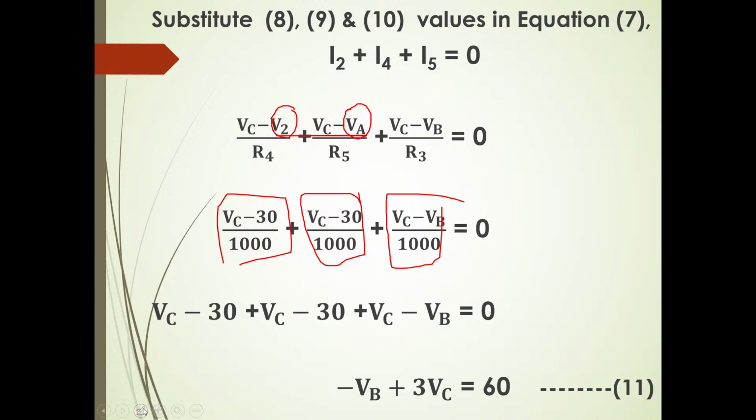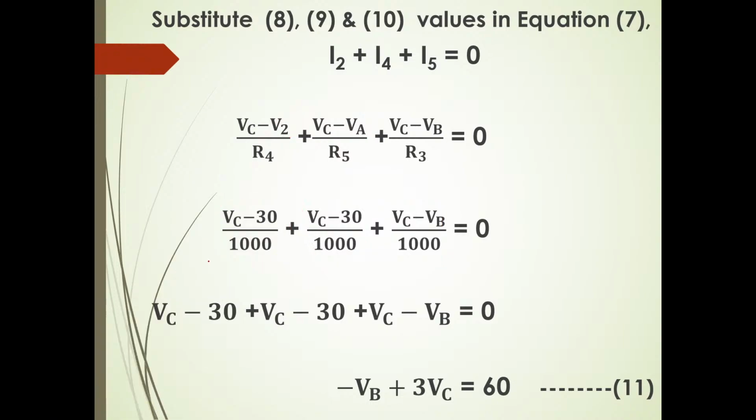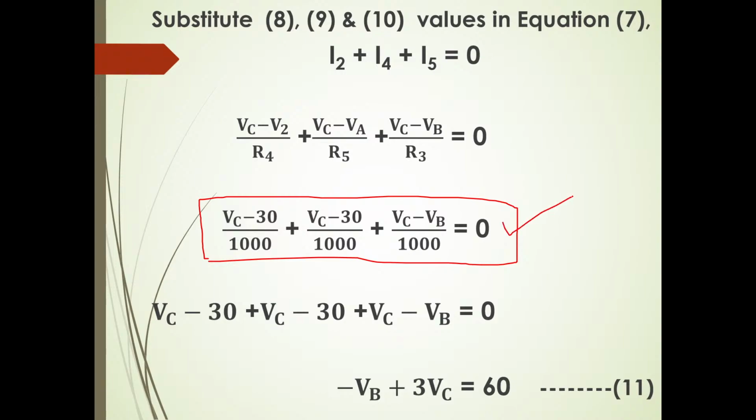Now if you observe, in the denominator of all these equations, what is there? A common denominator, 1000. So take 1000 common and send it to the right side. It will become 0, isn't it? So what is left over? Vc minus 30 plus Vc minus 30 plus Vc minus Vb is left over.